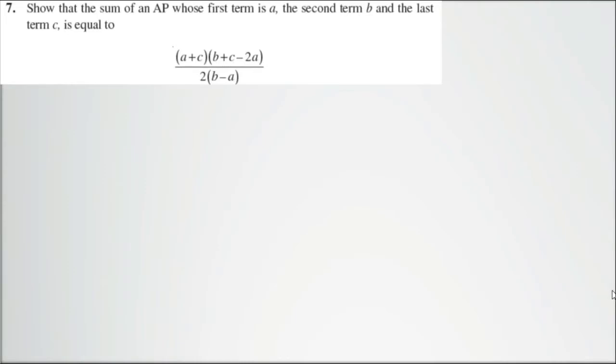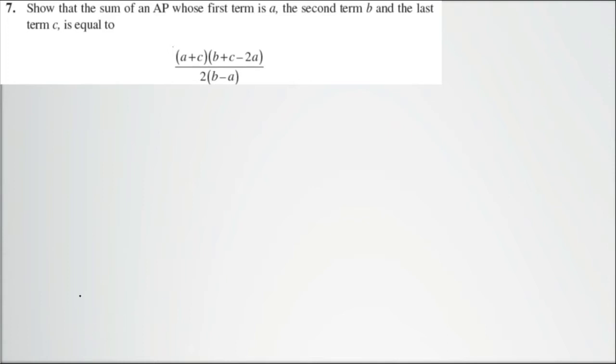Hello students, let's continue the session on arithmetic progression. We had discussed till question 7 in the previous session. Here we have the 7th question. The 7th question is to show that the sum of an arithmetic progression whose first term is a and the second term b, the last term c is equal to a plus c multiplied to b plus c minus 2a upon 2 times b minus a.